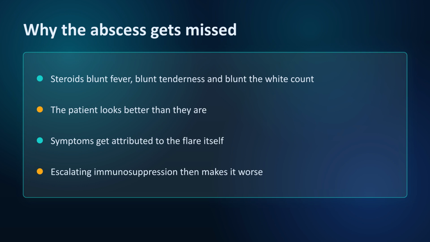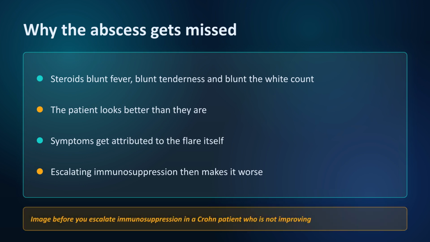Here is the rule to take away. In a Crohn patient who is not improving on treatment, image before you escalate immunosuppression. Ask what you might be missing rather than assuming you need more drug. Computed tomography or magnetic resonance imaging of the abdomen and pelvis is the study.